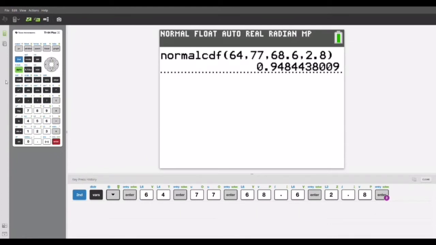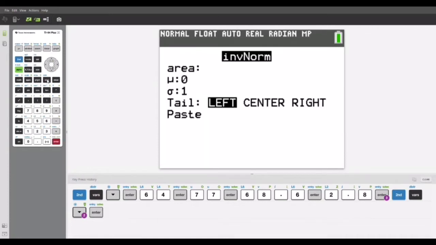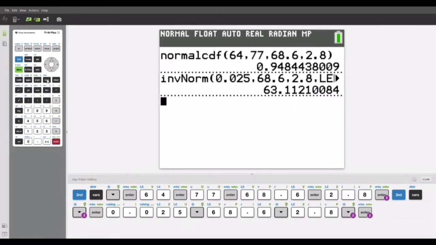So using inverse norm, let's calculate both x1 and x2. For part B, we are going to go to second vars, down to inverse norm, select enter. The area for the shortest man is going to have an area to the left of 0.025. The mean is 68.6 and a standard deviation of 2.8, and select paste. And this is the height for the shortest man.